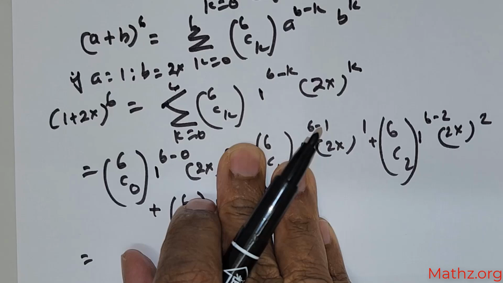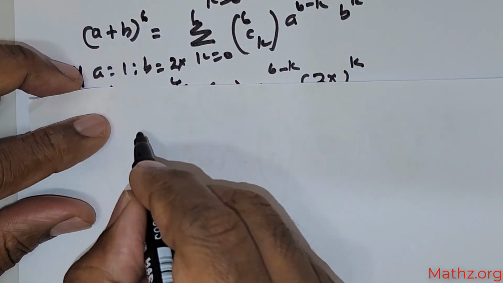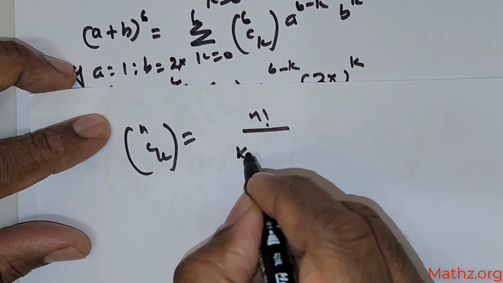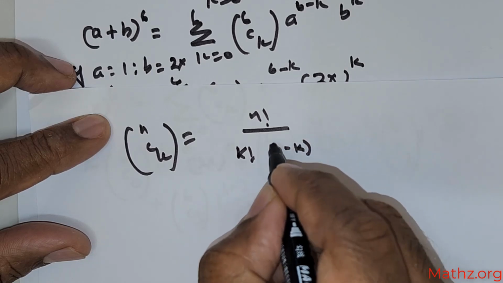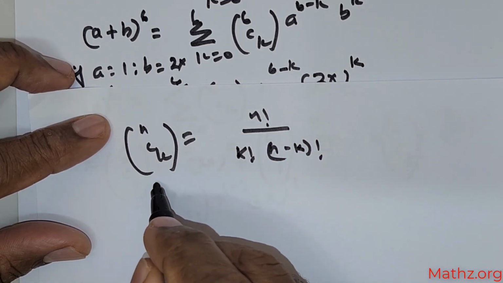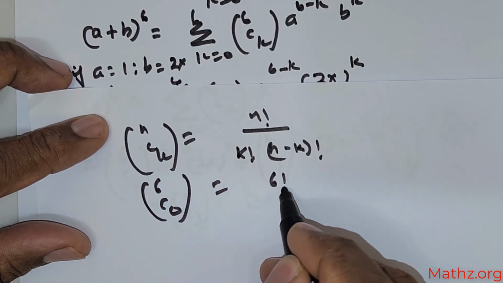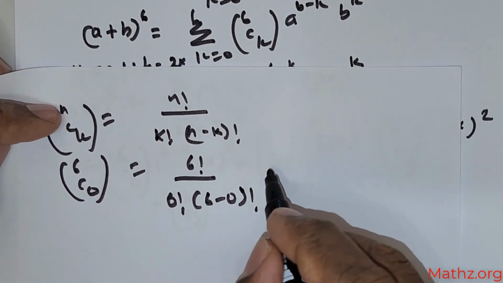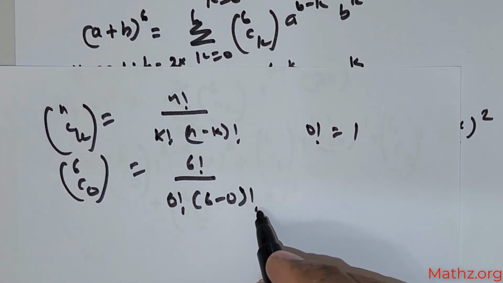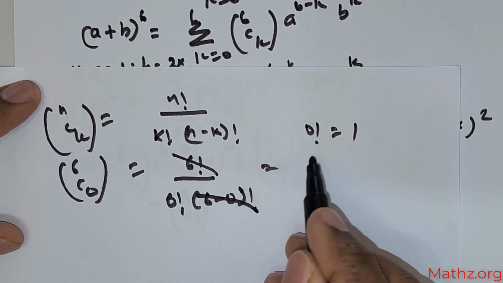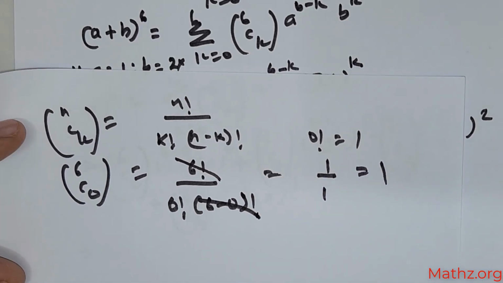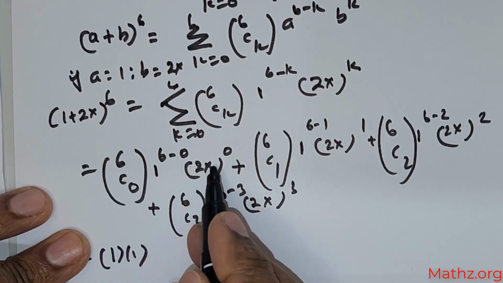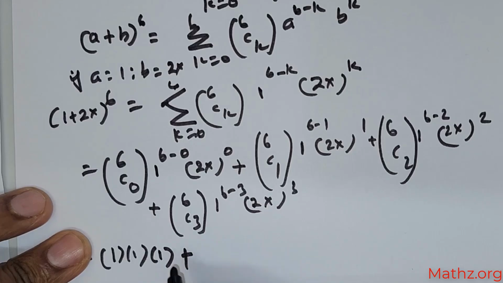So let me show you what nCk is. nCk is nothing but n factorial over k factorial times (n − k) factorial. So 6C0 is nothing but 6 factorial divided by 0 factorial times (6 − 0) factorial. Now 0 factorial is equal to 1. This gives me 6 factorial over 6 factorial, so they get cancelled. You get 1 over 1, which is 1. So 6C0 is 1, 1⁶ gives you 1, and (2x)⁰ gives you 1. So that's the first term.